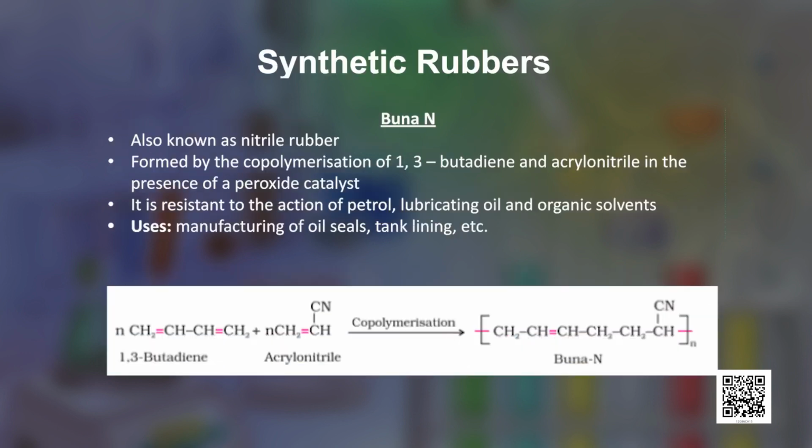Now, let us learn about what is Buna N. Buna N is obtained by the copolymerization of 1,3-butadiene and acrylonitrile in the presence of a peroxide catalyst. It is also called nitrile rubber, and it is resistant to the action of petrol, lubricating oil and organic solvents, and hence finds applications in making oil seals, tank lining, etc.